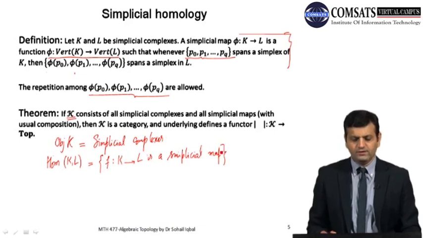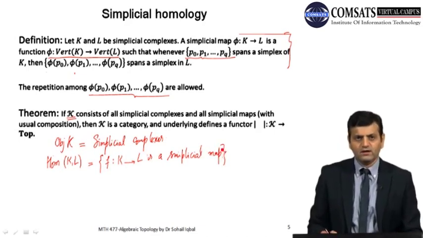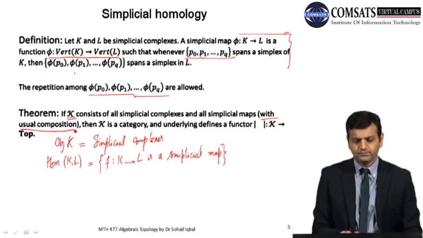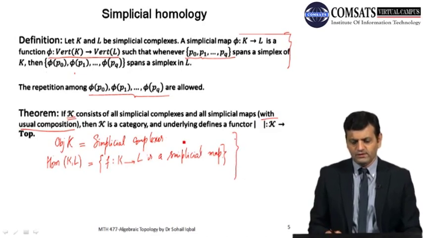And what's the third ingredient needed in the category? Of course, it's the composition, and we define composition as the usual composition. So with these ingredients, this K is a category. Now we can define a functor from the category of simplicial complexes to Top, the category of topological spaces. So how do we define this functor? We take any object of this category of simplicial complexes, and we define its image to be the underlying space.